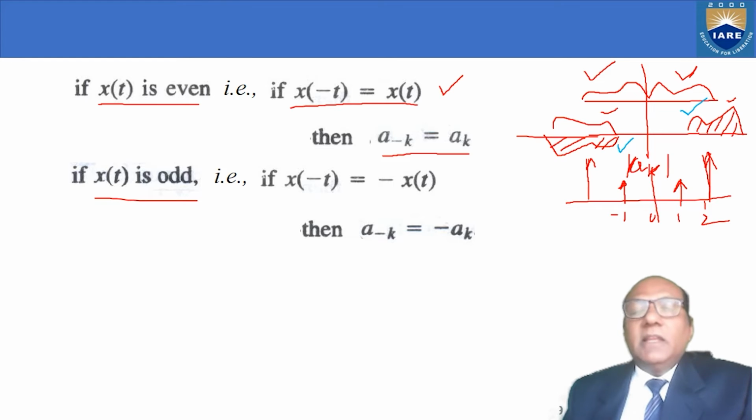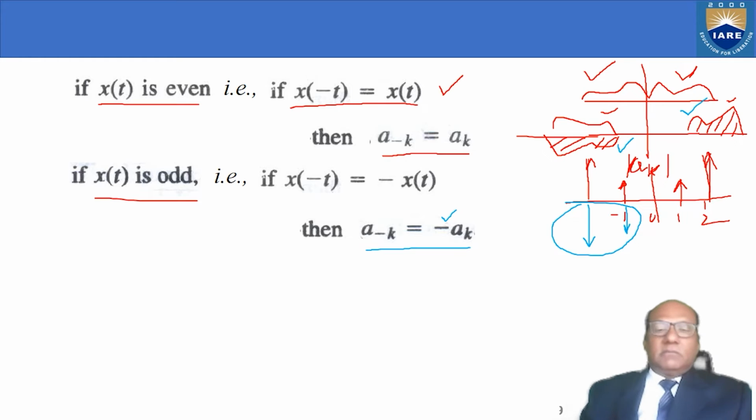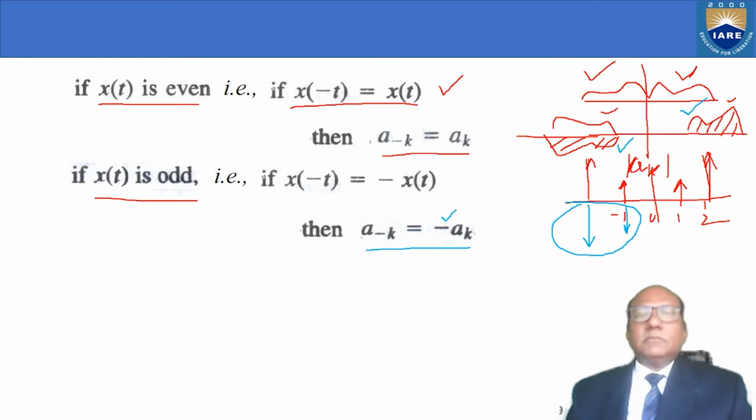Similarly, if that is the case, then what happens to these Fourier coefficients? They also become odd symmetric. See here, a to the power of minus k equals minus a_k here. That means polarity also has changed. This is the polarity change here because of this. Okay, so that is what I mean. These are the extensions of this particular case of this property.